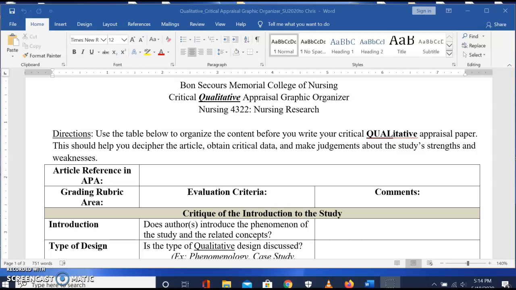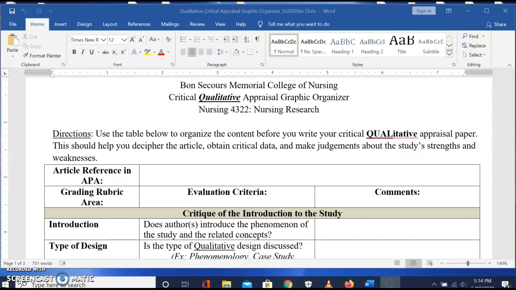I'm here today to talk to you about the critical appraisal paper that will be coming up in our course, and we want to get this information to you early on in the course so that you would have it. Basically, the critical appraisal paper is going to be the first paper in the course, and we have a graphic organizer that will help you be prepared to work with it.